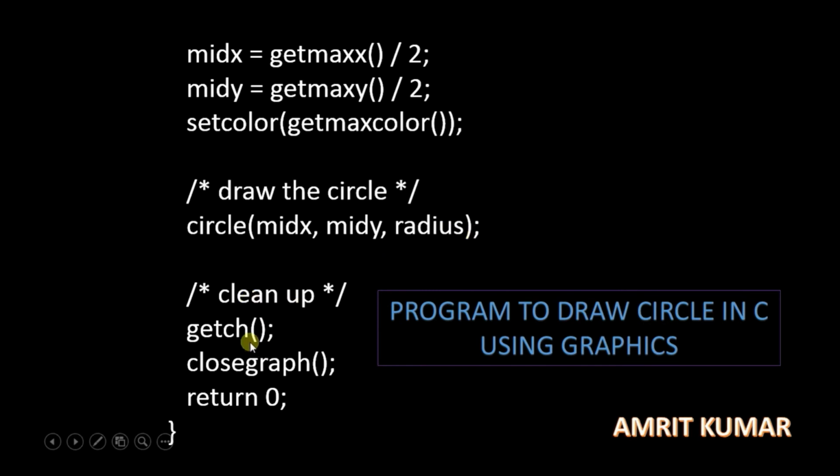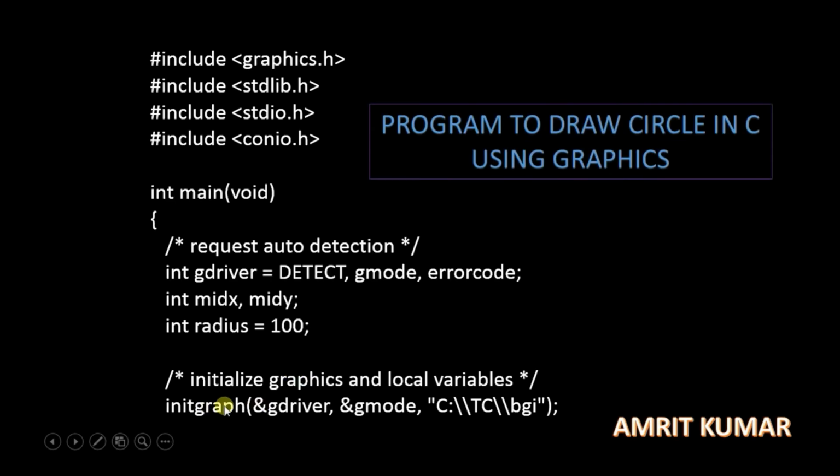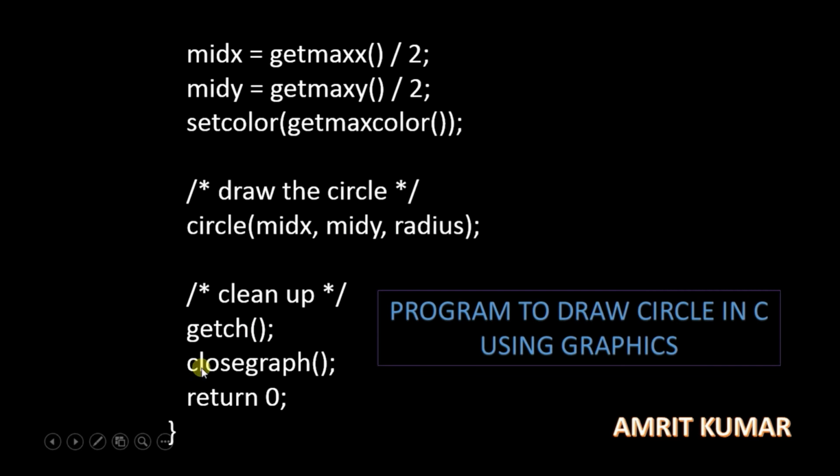Then after that, I am cleaning everything up with the help of the closegraph function. So closegraph will actually close the graph. This is the function which closes the graph, and this is the initialization of the graph, and this is how we can close the graph. And then it returns 0 when it has successfully completed, means it successfully executed the code. After the compilation, it returns 0. Okay, so this is the program to draw a circle in C language using the graphics.